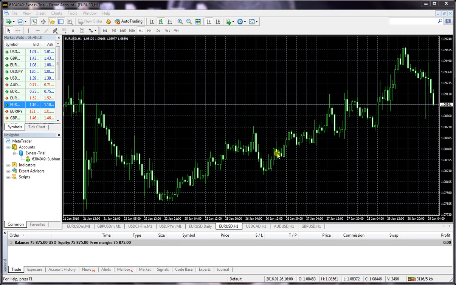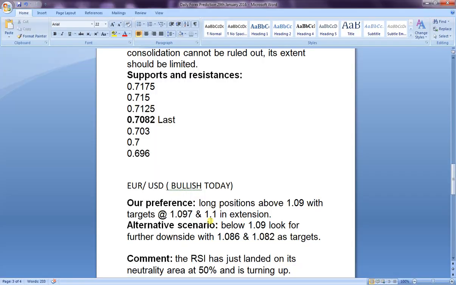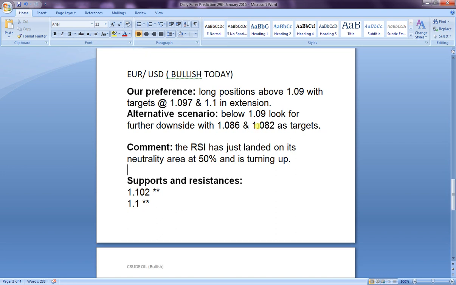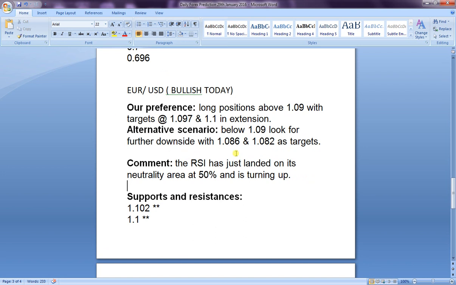First of all, let's start with Euro USD. I was checking on investing.com. Many people were saying that the bearish trend has now started and we are looking at something very down. But I will still say that it's a bullish trend. Do not place any bearish orders right now. Let me explain it. I would like you to take your long position above 1.09 with targets 1.097 and 1.1 in extension. Alternative scenario: below 1.09 you can look for a further downside to 1.086 and 1.082.